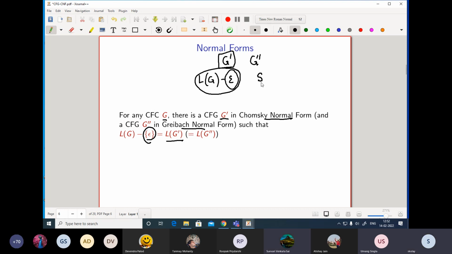So suppose epsilon cannot be generated in G dash. G dash generates L of G minus epsilon. If I wanted to generate epsilon, what will be the grammar? What will be the grammar for the full set? Suppose G dash has start symbol S dash.